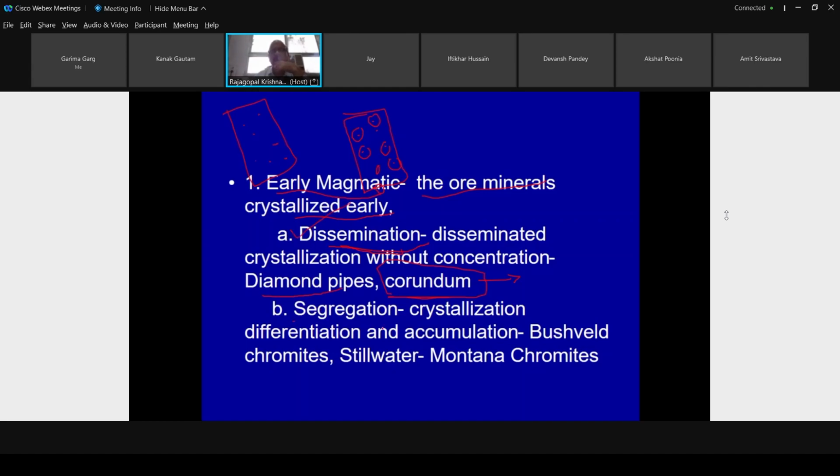And sometimes they are called segregation. When the magma crystallizes, because of the heaviness of the crystals, they will come down to the bottom and form layers. This is called segregation. Crystallization takes place, there is differentiation of the magma, and accumulation takes place. The most classical are the Bushveld chromitites and the Stillwater, Montana chromitite.